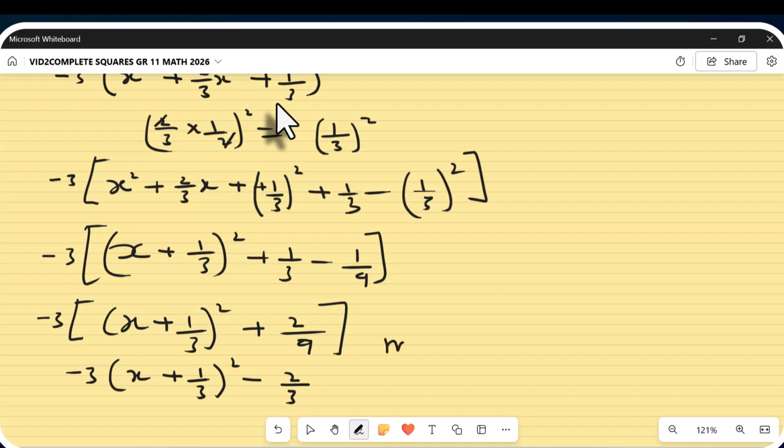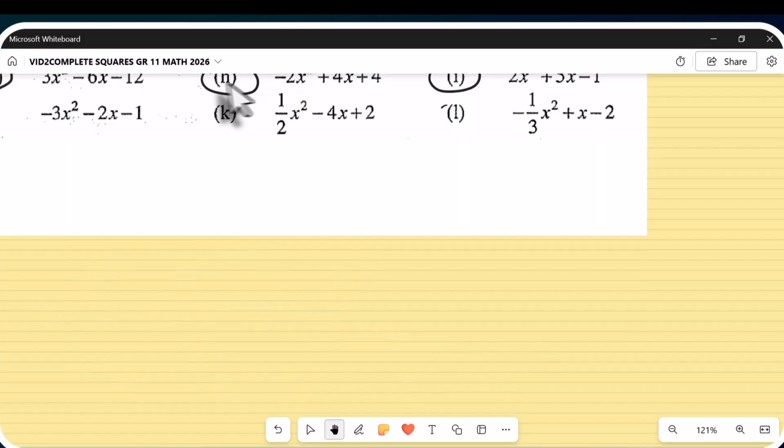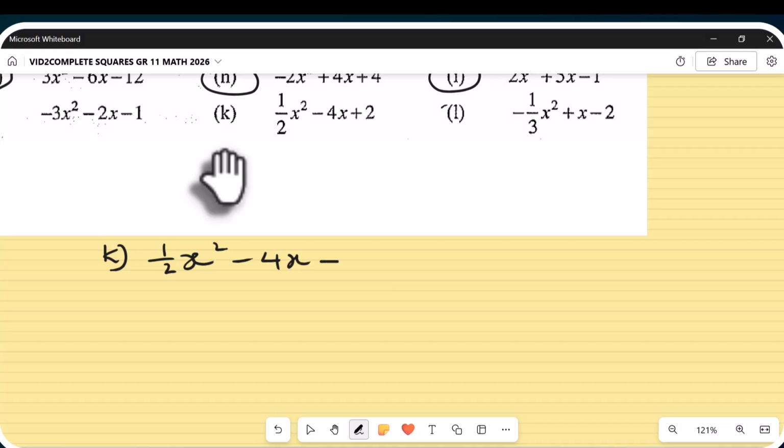Question K. Now this question K, as you see it here, 1 over 2 x squared minus 4x plus 2. That's question K. It says 1 over 2 x squared minus 4x plus 2. So in this particular case, because of this 1 over 2 being bigger than 0, it has got a minimum value. So to get that minimum value, what do we do in this case?